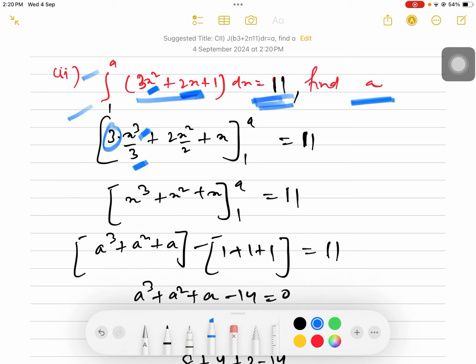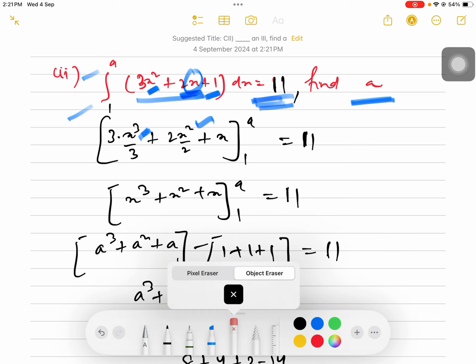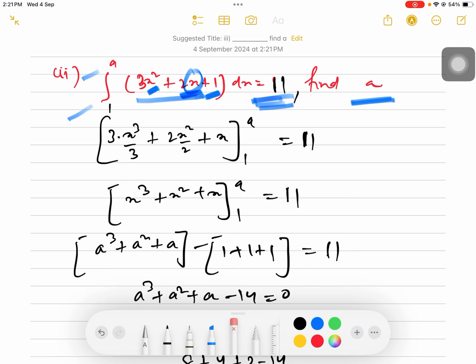Next, 2x we have to integrate, so plus 2, and x power 1 integration will be x power 1 plus 1, that is x square, divided by 1 plus 1, that is 2. Then plus 1 is left, whose integration is just x. So our integration answer is 3x cube by 3 plus 2x square by 2 plus x, and limits 1 to a we have to apply, and this is equal to 11.